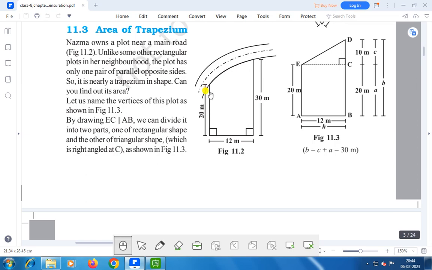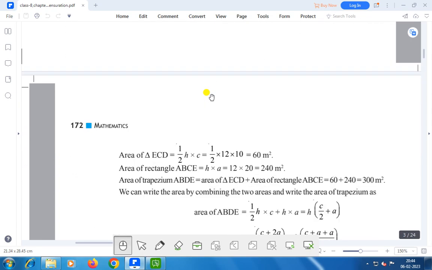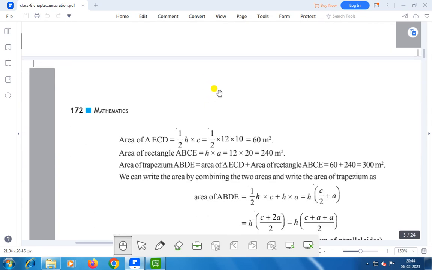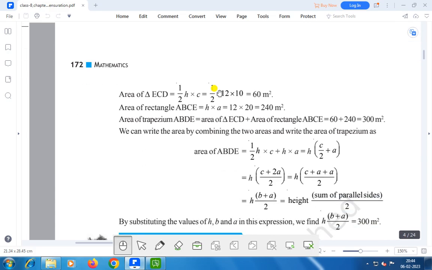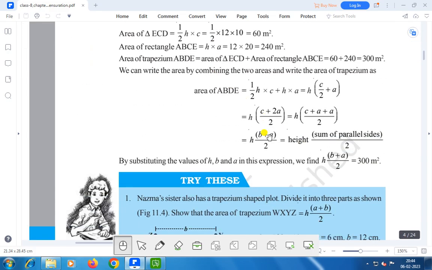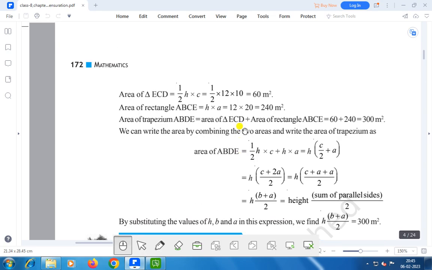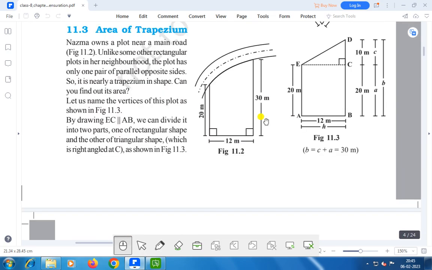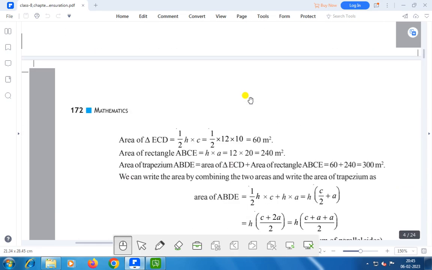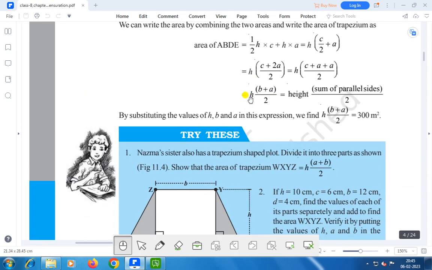We know that the formula for the area of a trapezium is half, that is 1 by 2, into a plus b, into h. That is the area of a trapezium: 1 by 2 into a plus b into h. Here a and b are the two parallel sides and h is the height of the trapezium, right? Now this is the area of the trapezium.